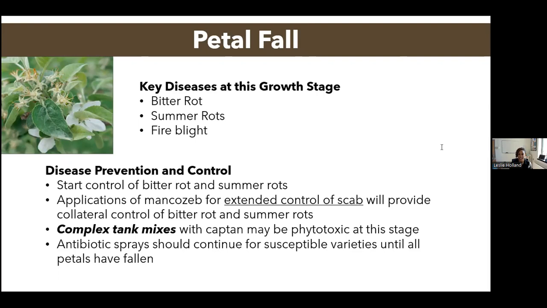At this point in the season, it's likely that you're doing perhaps some complex tank mixes in order to manage your fungal diseases and probably other pests in the orchard. So keeping in mind that anything tank mixed with Captan, you need to follow the label instructions because certain things can be phytotoxic at this stage. Antibiotics should continue until all the petals have fallen off, especially for those susceptible varieties.